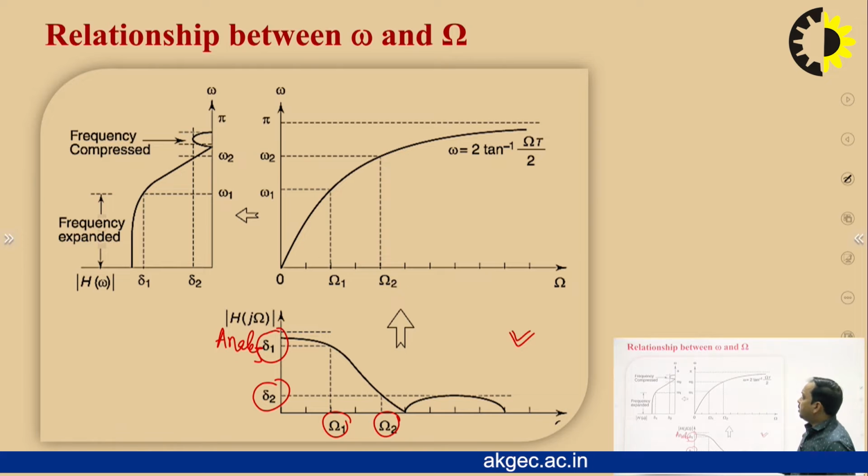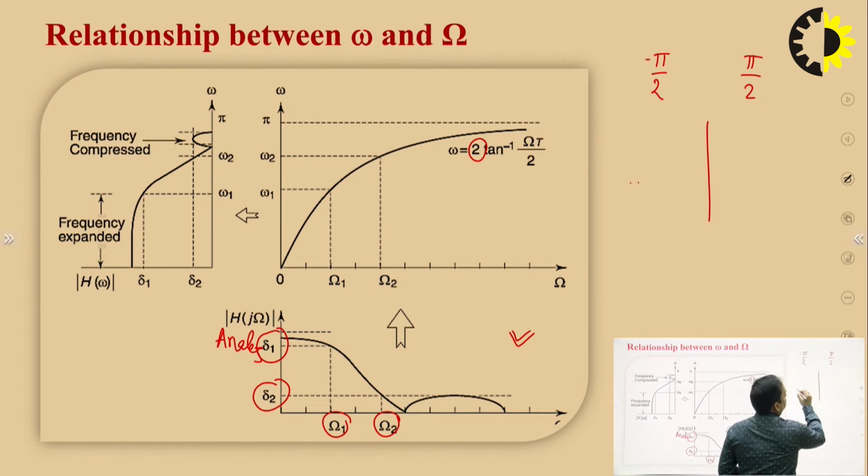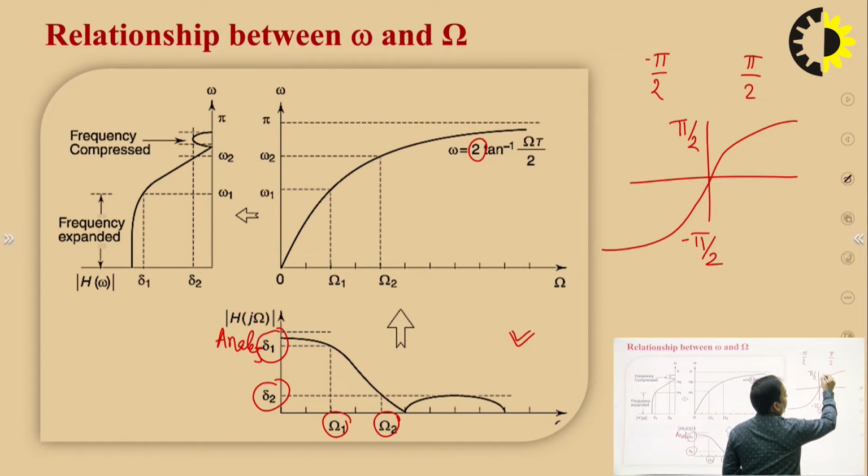Now, as per the relationship, Ω equals 2 tan inverse of ΩT by 2. As we can see, the tan inverse graph moves from minus pi by 2 to pi by 2, as per the graph of the tan inverse function. Since we have multiplied by a factor of 2, the graph for tan inverse can be something like this. This is pi by 2 and this is minus pi by 2. This is the curve for the tan inverse function, maybe tan inverse of theta.